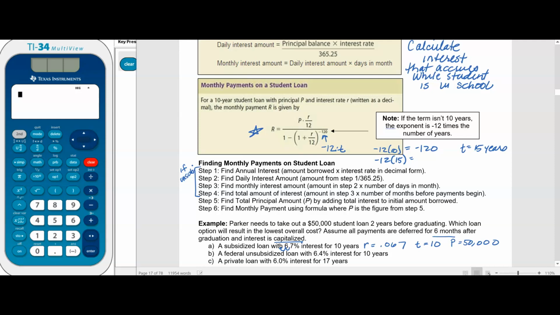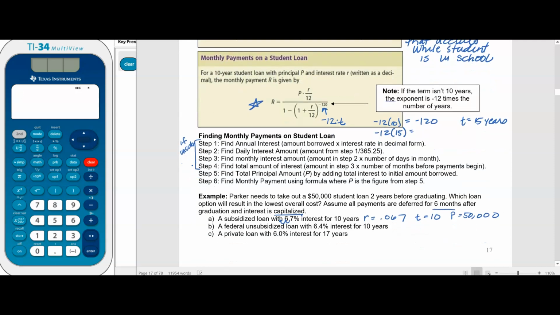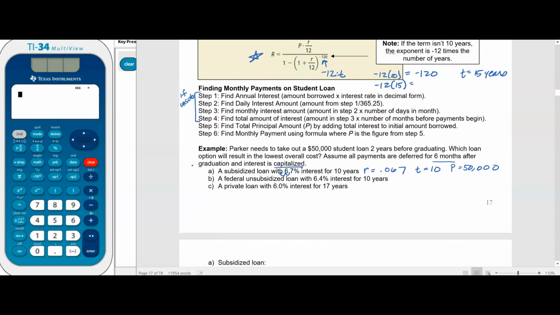If the loan is subsidized, like in our case in Part A, there is no interest to calculate while the student is in school, because the government is going to be paying that loan interest while the student is in school. So we're going to jump to just using, actually, now that I'm looking at this, it's going to be through step 5. We're going to jump to just using the monthly payment formula. So Part A is going to be a little bit quicker.